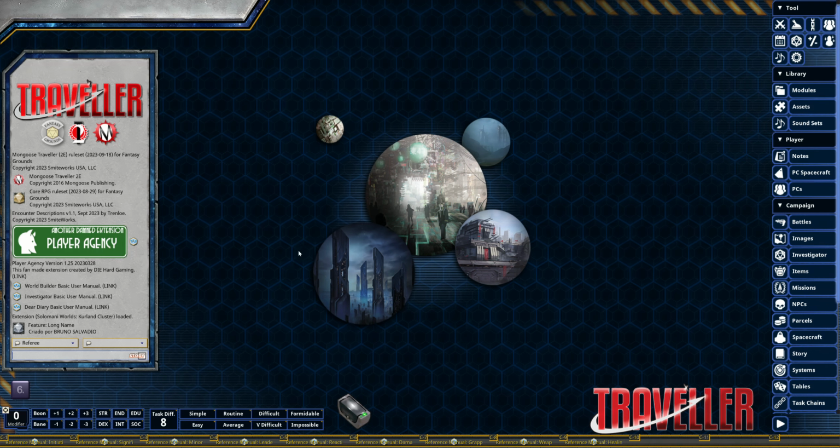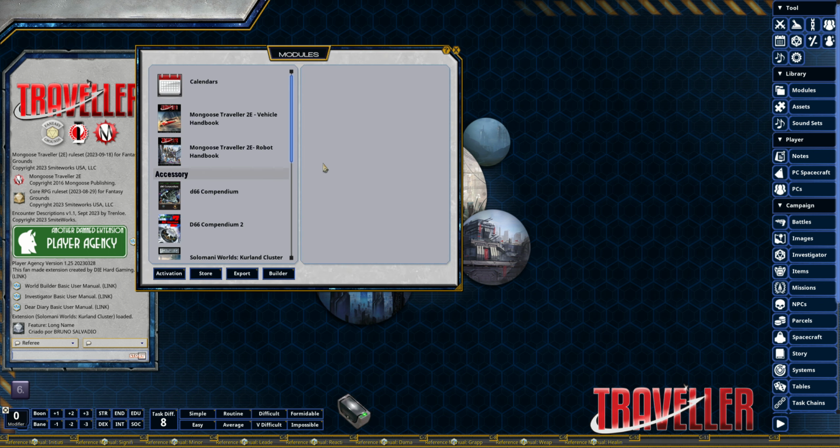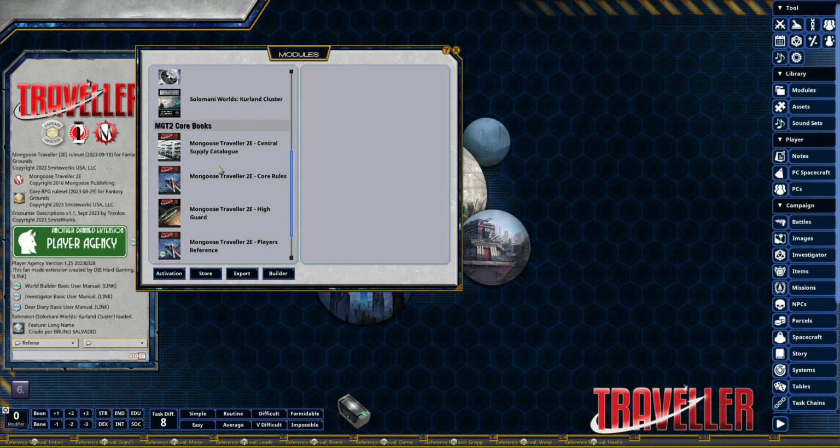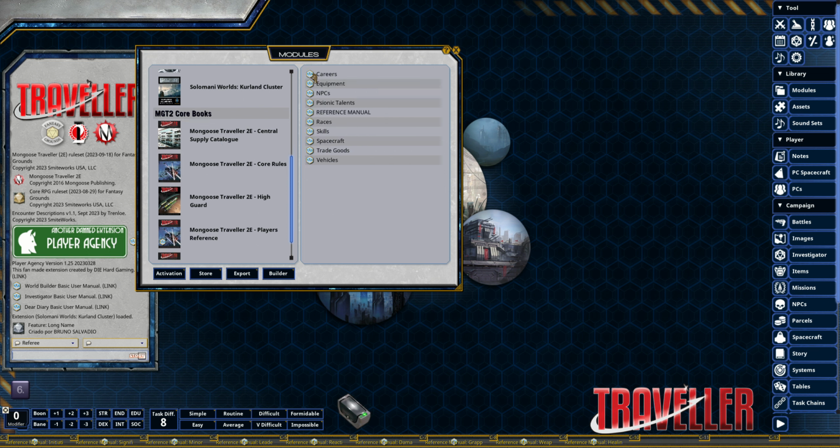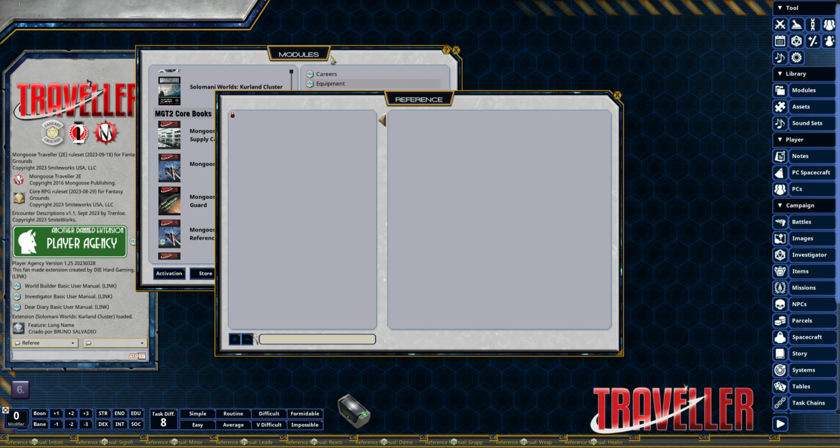So today we are going to create a traveler character. This is just to give you kind of an idea of what the process is like. So let me go ahead and open up my modules. And I'm just going to do a basic character. I'm not going to do anything fancy schmancy. I'm just going to make a human straight out of the core rules. Actually, let me pull up the player reference.